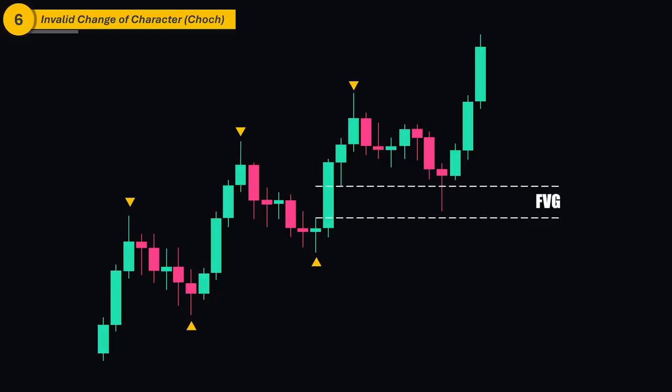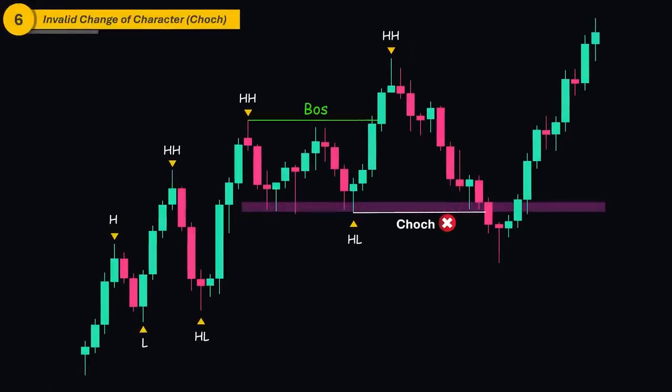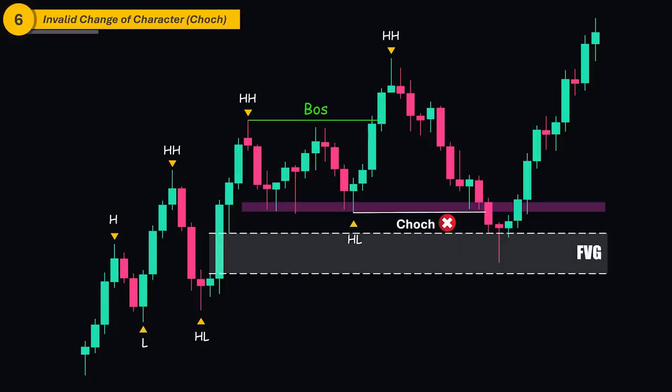Now here's where it gets interesting. Let's go back to the earlier example. Look closely at the left-hand side, and you'll spot an unmitigated fair value gap sitting just below the major swing low. In scenarios like this, price often retraces to the FVG zone to fill the gap. This pullback doesn't indicate a true reversal. It's simply the market rebalancing itself.